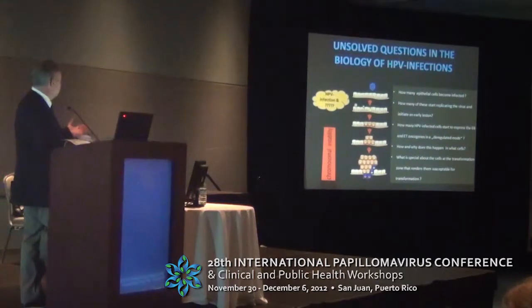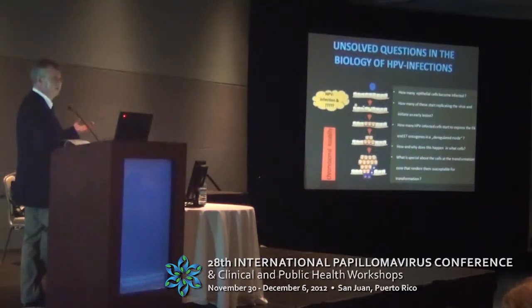Now, considering these aspects, we have to realize that there are many totally unsolved questions still in the HPV biology. First of all, we don't have any idea how many epithelial cells actually become infected because we can't measure it. If the virus doesn't do anything to these cells, we don't observe it, and then we don't measure it. How many of these infected cells actually start replicating the virus, giving very tiny little lesions that are clinically hard to observe, is not known.